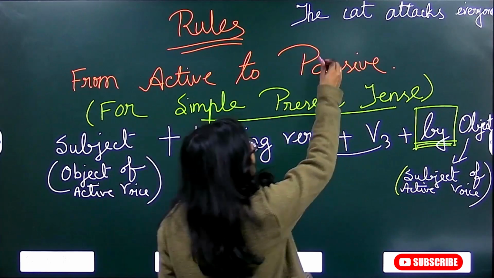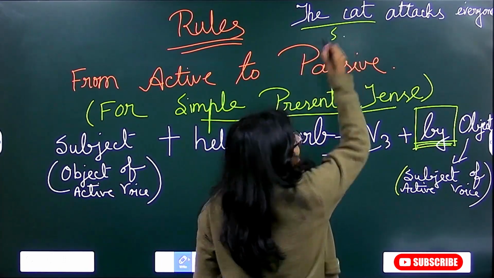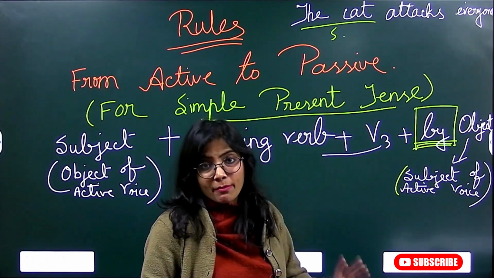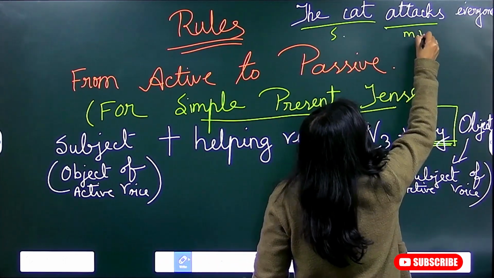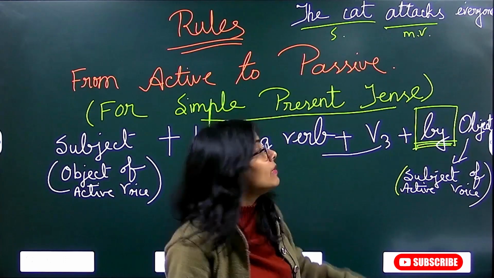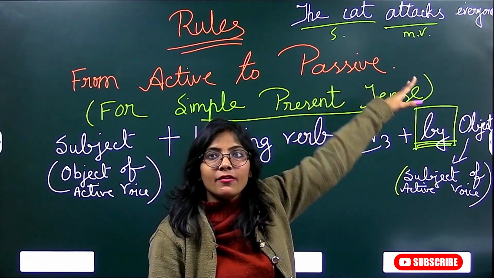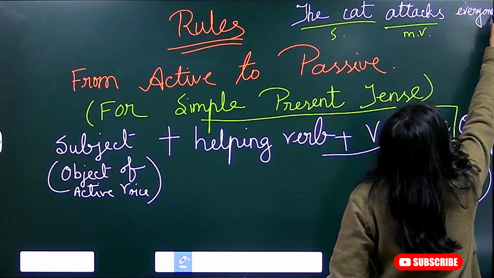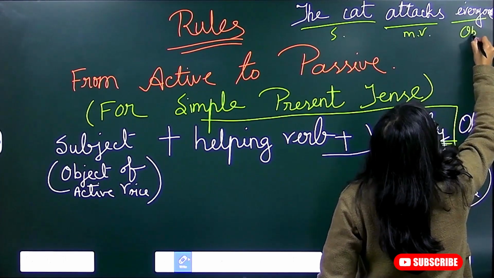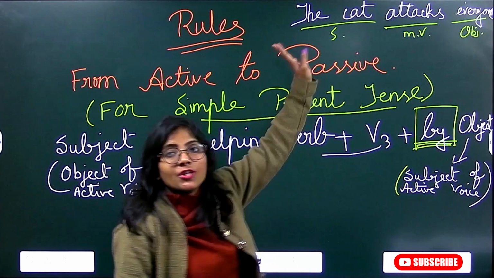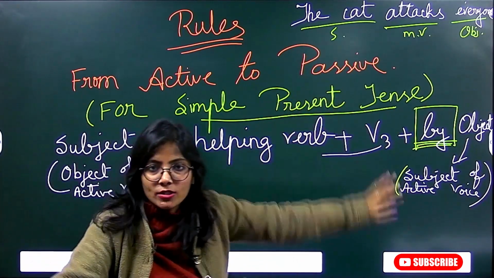Who is the subject? As we can see, subject is the cat. What is the main verb here? The main verb is attacks. So I'll just write it as M V because main verb. And who is the object here? Object is everyone. My E is not visible, so you just understand here is my E. Okay. Now, subject, verb, object. Very, very clearly I have got all the three parts.